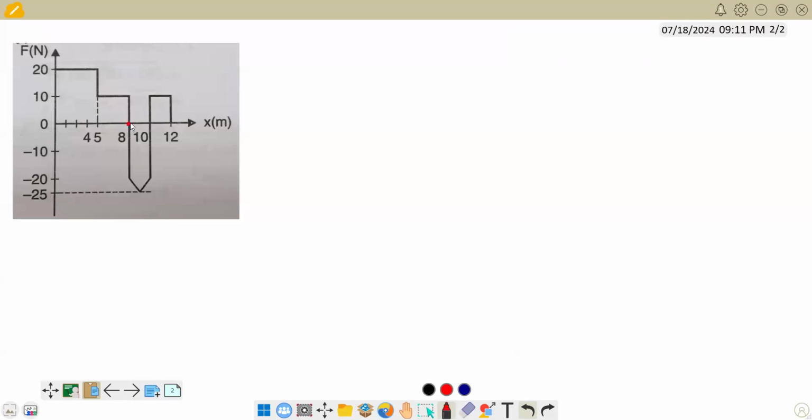Now, we need to find the velocity of the body at x equal to 8. To do that, work done is simply the area under the force versus displacement graph. Now let us try to find the area under the graph. From the graph, we can see clearly that this part is a rectangle and this is another rectangle. So work done equals A1 plus A2.